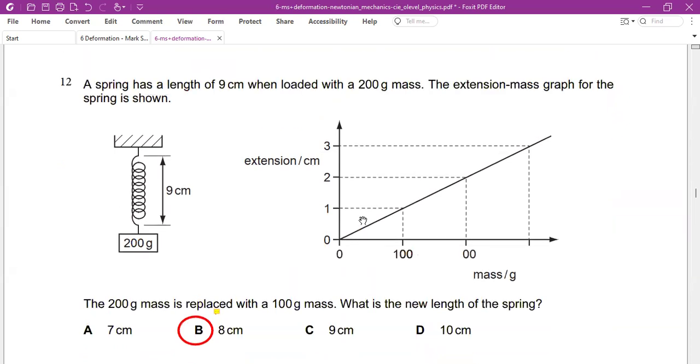Look at this graph again, very important. These questions are very important. The spring is showing its behavior through this line and it hasn't reached the limit of proportionality. For 100 gram, it is 1 centimeter and so on. For 200 gram, the length of the spring was 9 centimeters. So the 200 gram is replaced by 100 gram. What is the new length of the spring? We know that every 100 gram gives you 1 centimeter. So removing 100 gram will take away 1 centimeter, and that's why it will go back to 8 centimeters.